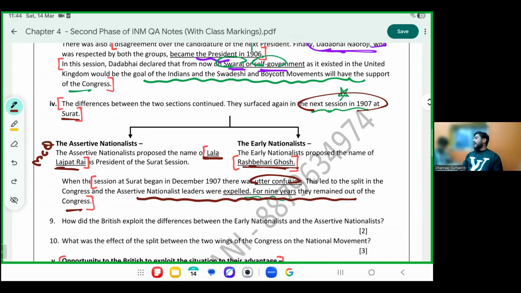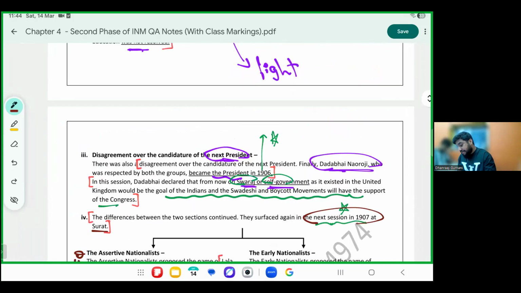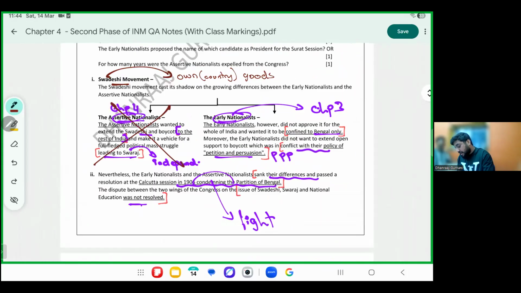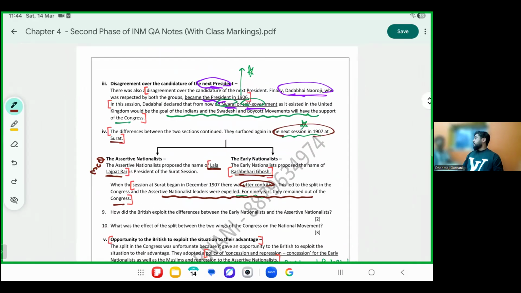Anybody can tell me why they were expelled? Why were the assertive category removed and not the early category? Why was the early category able to remove the assertive and not vice versa? Why did the assertive not tell the early to leave? Very good. Early was superior. What else? Very good. Early had the support of the Britishers. So early were superior. They came first. They were the senior leaders. They had the support of the Britishers also, which we studied.